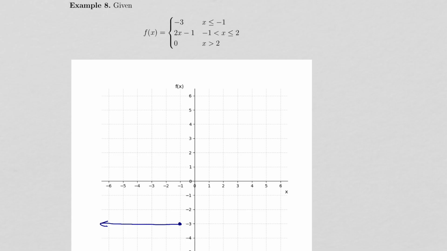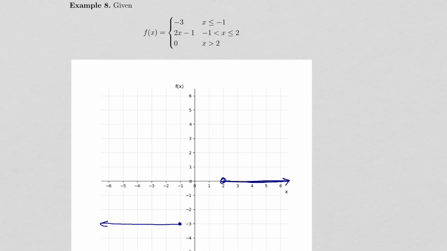Then, actually, let me do the third piece first. If x is strictly greater than 2, the output is 0. So, and I'm not including the 2, right? So I have an open circle here, and in anything greater than that, the output is going to be 0, so I'm staying right on the x-axis. Right, and it goes forever to positive infinity.